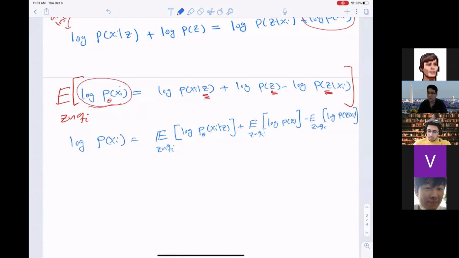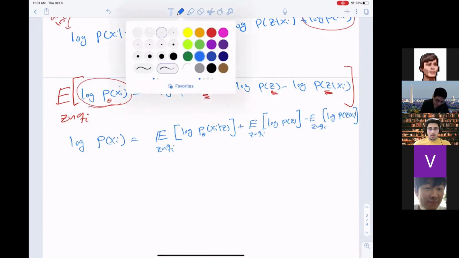Okay, so that's it. Nothing fancy at this point, right? We wrote the Bayes rule, rearranged the terms, and since it is true for every Z, it is true for the average of Z over any distribution that I wish. So I'm basically picking an arbitrary distribution. Qi can be anything. You can pick your favorite distribution.